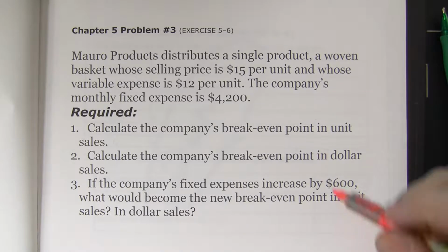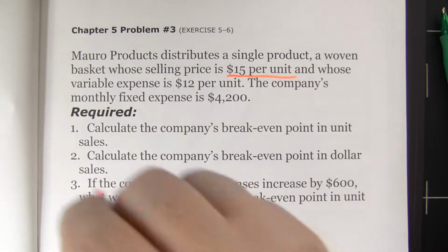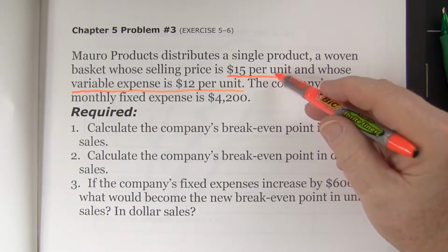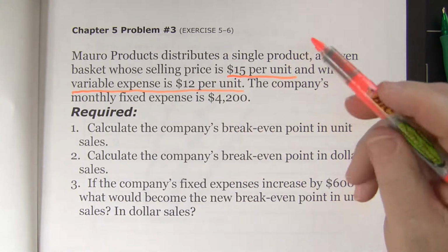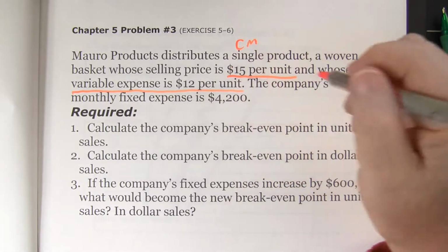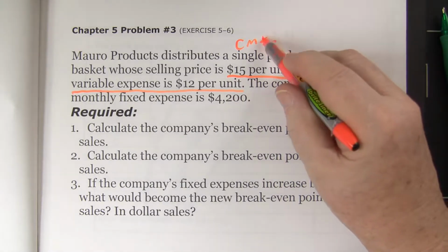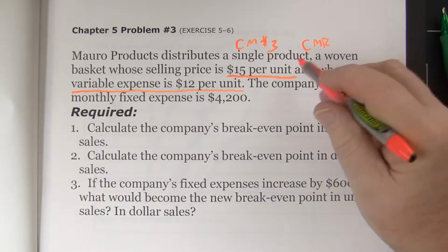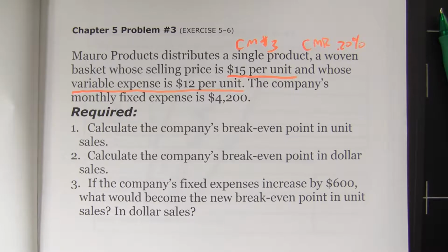They tell us that we're making a basket that sells for $15 per basket and whose variable expense is $12 per basket. So if it sells for $15 and the variable expense is $12, I know my contribution margin per basket is $3. I also know that my contribution margin ratio, 3 over 15 is 1/5, is 20%. That's really the only information you need to do the rest of this problem.